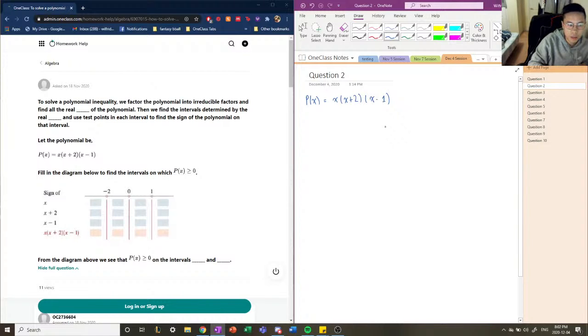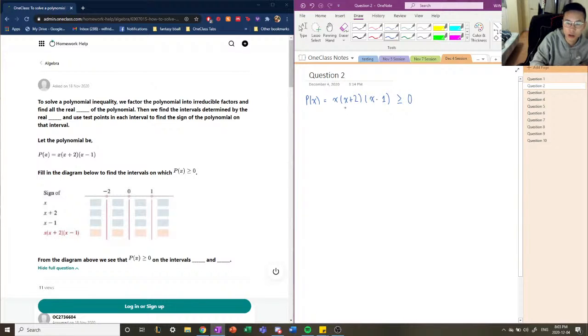Okay? So the polynomial inequality, like any other inequality, sets this polynomial to be greater than or equal to some kind of number. So in this case, our polynomial inequality reads that this has to be greater or equal to 0.